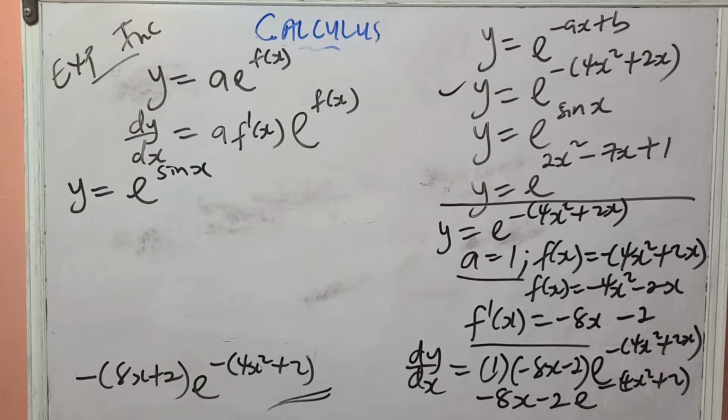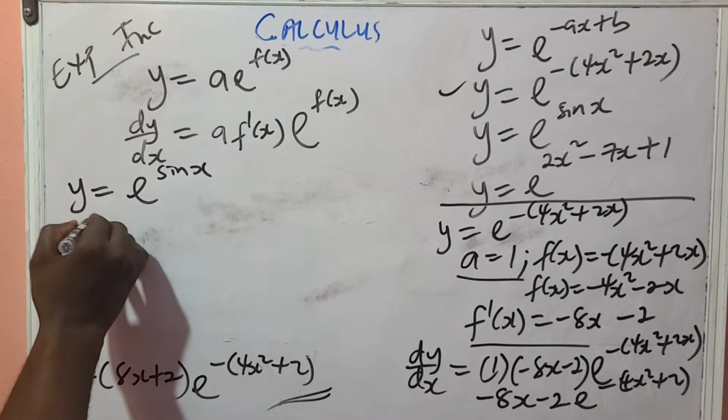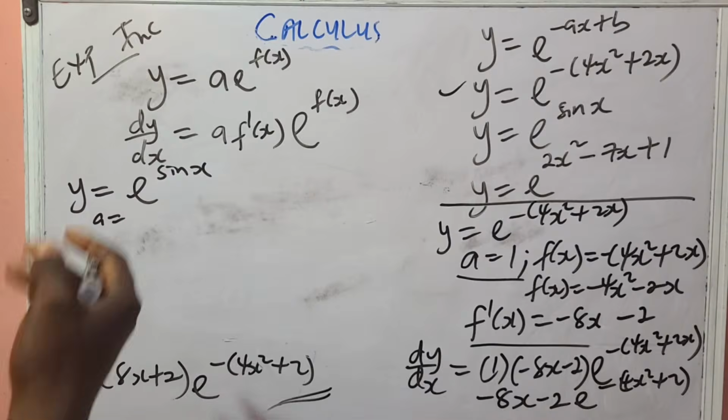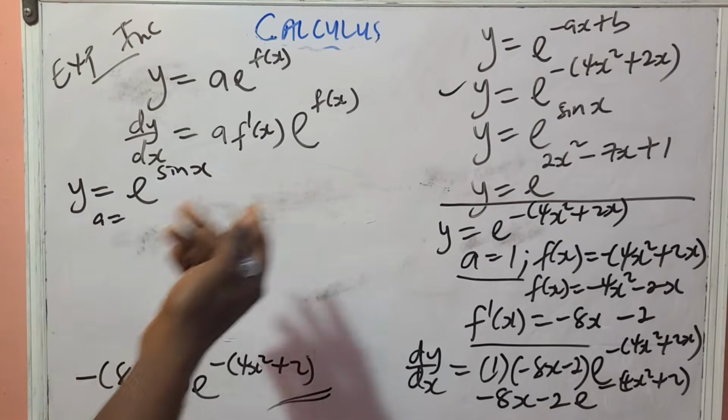Okay, so y is equal to e raised to power sine x. You will probably be feeling that this is quite a difficult one, but it's still the same thing. The first thing you want to identify is the coefficient of the exponential. That's what we call a. These are all just nomenclature. For my own, I'm using a. You may be using a different letter for your own.